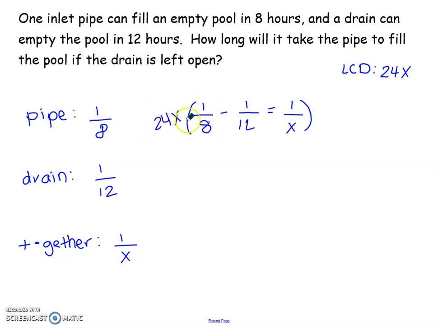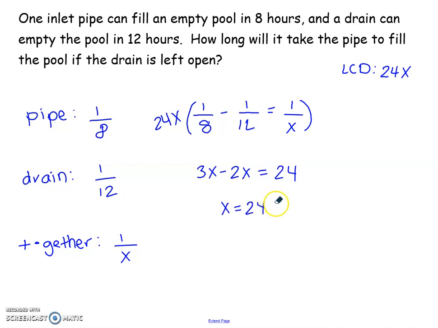So 24x times 1/8. The 24 and the 8 are going to reduce to 3. So I have 3x. Then I'm going to take 24x and multiply it by this negative 1/12. The 12 and the 24 will reduce to 2. So this is going to be minus 2x. And then I'm going to take the 24x times 1/x. The x's will cancel out, and we have just 24. So now 3x minus 2x, we get x is equal to 24.